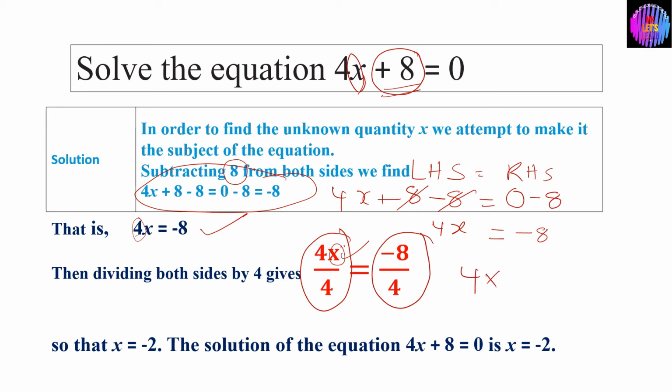So 4x by 4 is equal to minus 8 by 4. The 4s are cancelled on the left hand side. Minus 8 by 4 is minus 2. So we will get x is equal to minus 2. That is, x is equal to minus 2. The solution of 4x plus 8 equal to 0 is x is equal to minus 2.